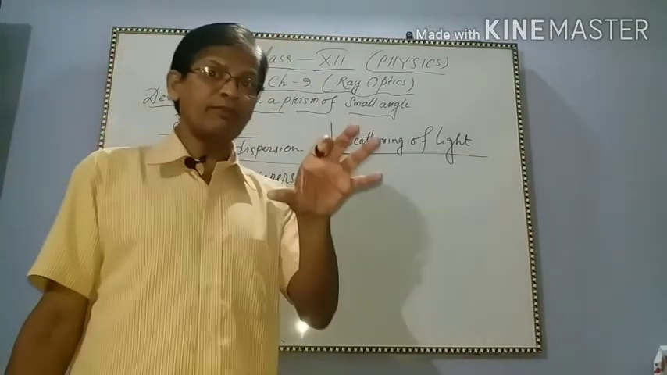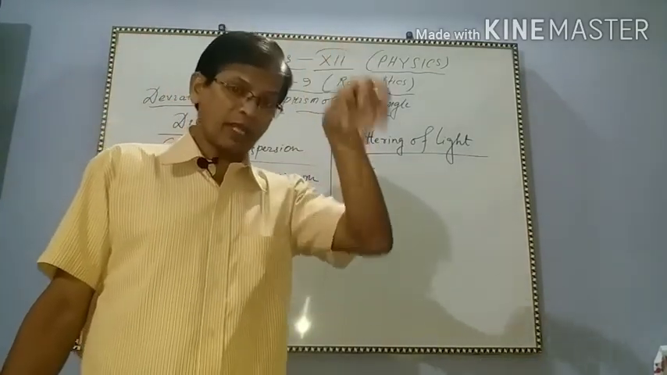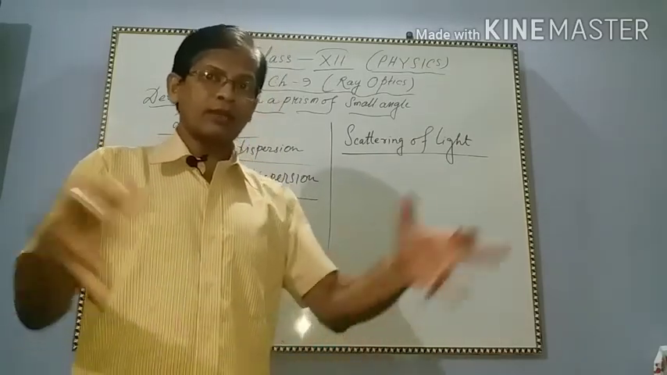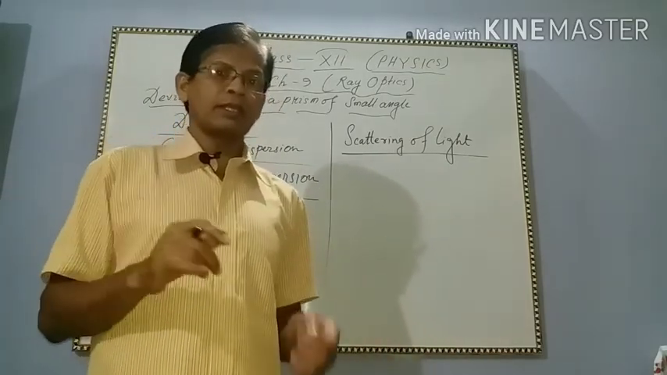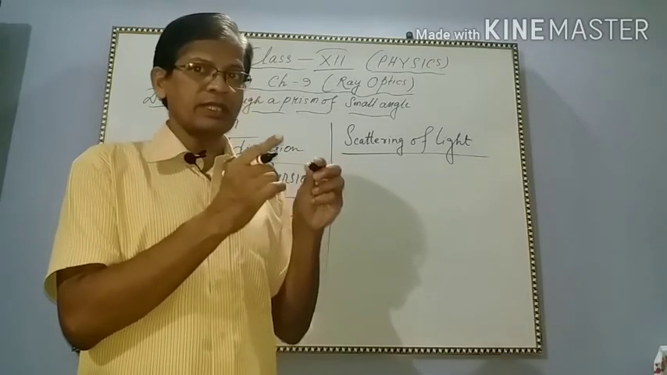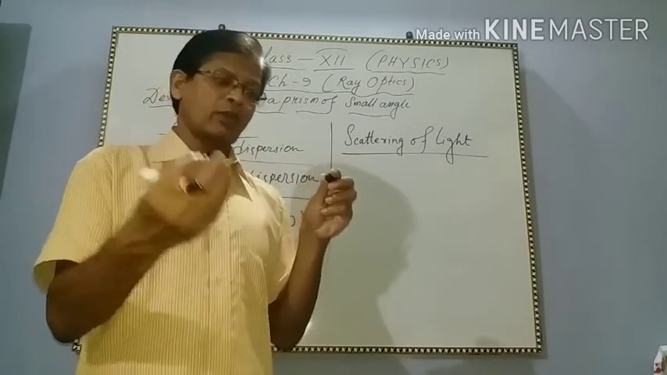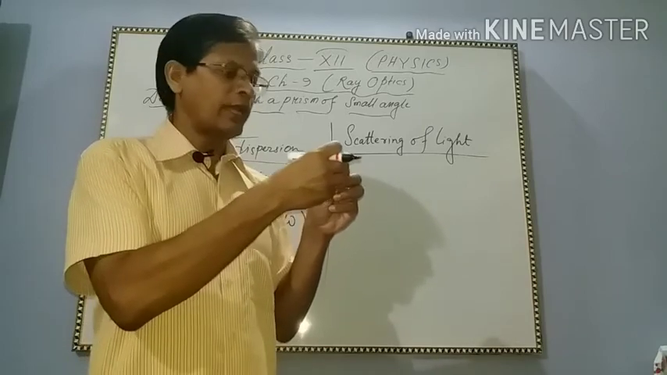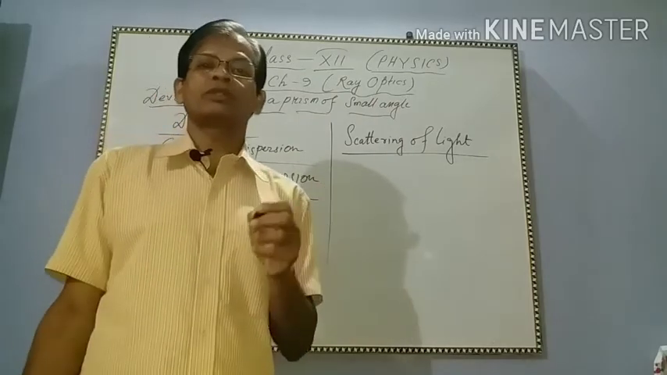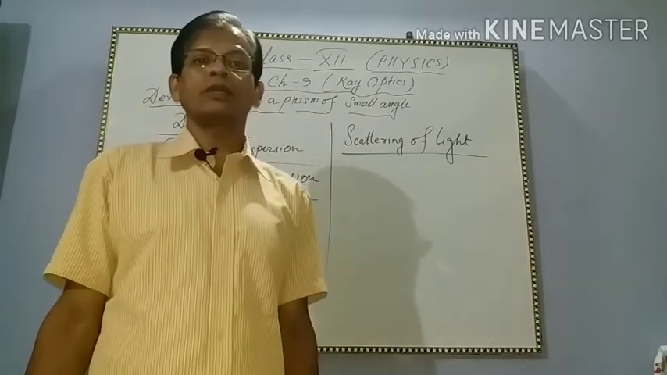Just as water, when it falls on the concrete floor, goes in all directions and is scattered, exactly the same, suppose this is a particle whose size is less than the wavelength of light. When light falls on it, light also proceeds in different directions. This phenomenon is called the scattering of light.